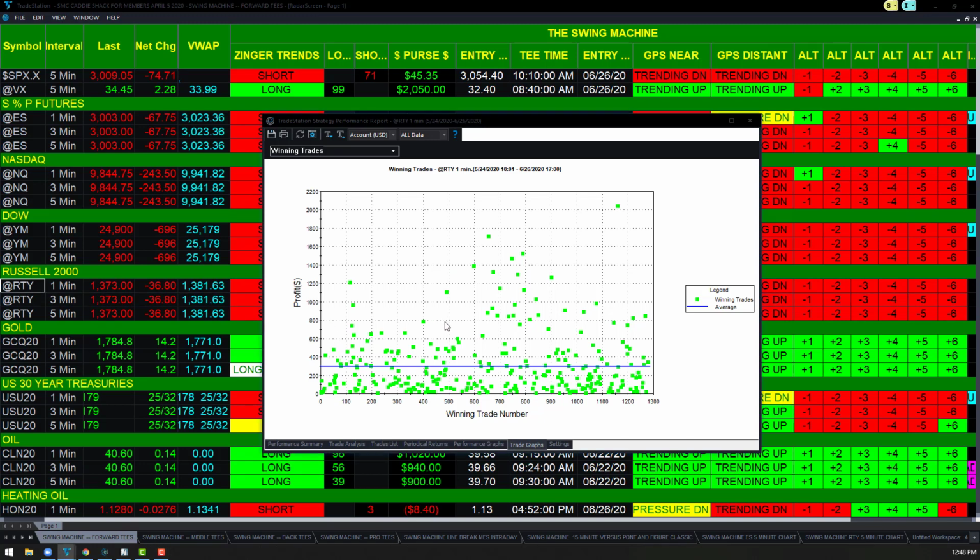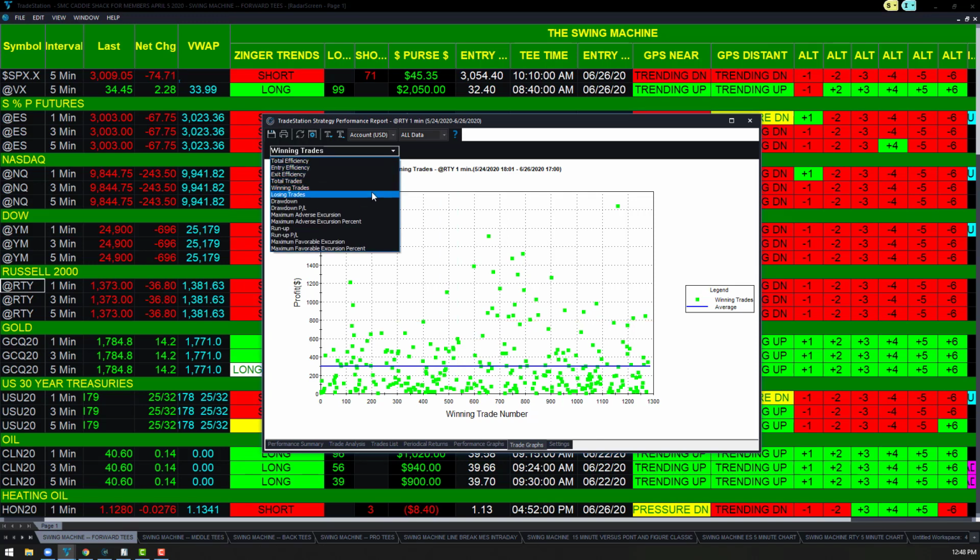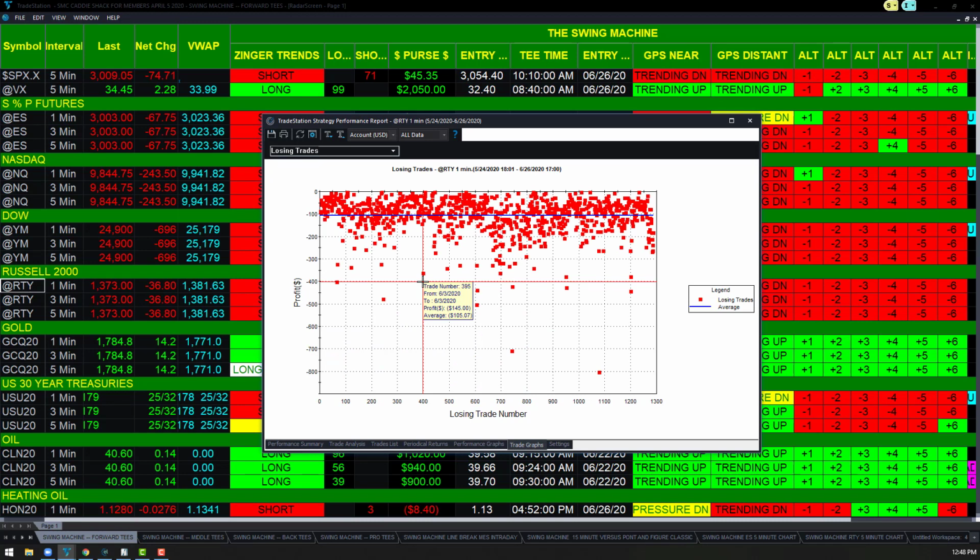What is the average winning trade over the last? I can put the cursor any place. The average is 301 in average winning. What is the average losing trade? 105, almost 3 to 1.